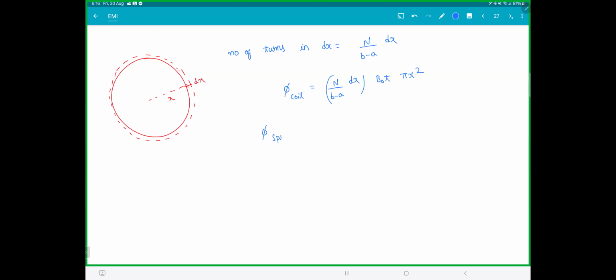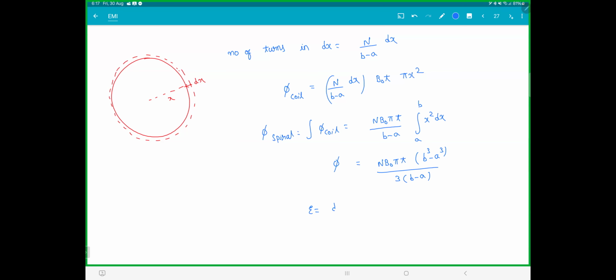Now flux on the spiral is integrate all these coils, add all the flux of all the coils here. Now be careful here, when you're integrating with x, time is constant. You are calculating flux as a function of x. So this is n b naught pi t by b minus a, integral x square dx from a to b. For a given time, you're calculating the flux as function of x. So this would be n b naught pi t times b cube minus a cube by 3 times b minus a. So there you got the flux as function of time t.